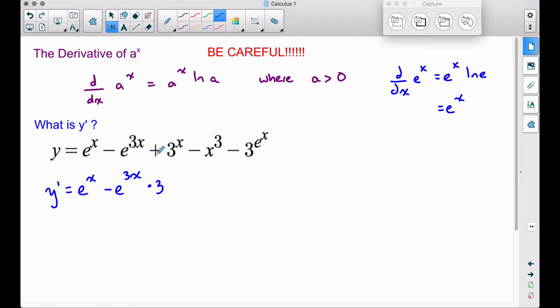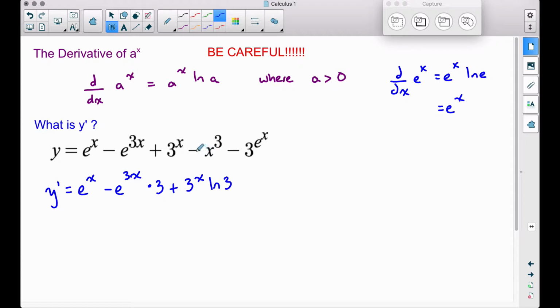On to this next term, plus 3 to the x power. This is where we have some number to the x power. So the derivative is going to be 3 to the x, but then we have to tack on that natural log of 3. That's where I'm applying this derivative rule right here. The derivative of a to the x is a to the x natural log of a. Therefore, the derivative of 3 to the x is 3 to the x natural log of 3. A is 3 in this case.